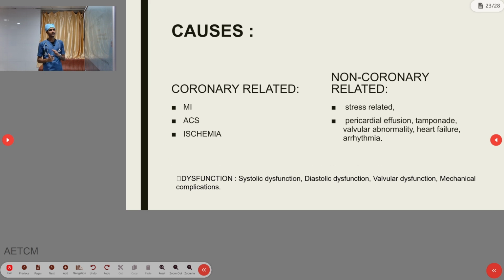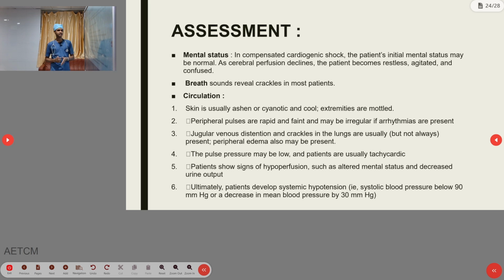So what might be the causes? We are categorizing into two categories: coronary related and non-coronary related. Coronary related means myocardial infarction, acute coronary syndrome, ischemia. Non-coronary means stress related, pericardial effusion, tamponade, valvular abnormalities, heart failure and arrhythmias. So dysfunction like systolic, diastolic dysfunction, valvular dysfunction, any other mechanical complications.